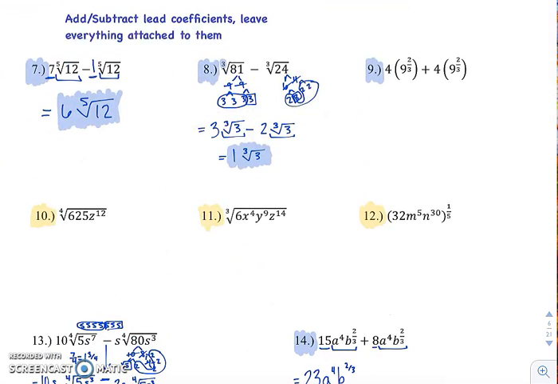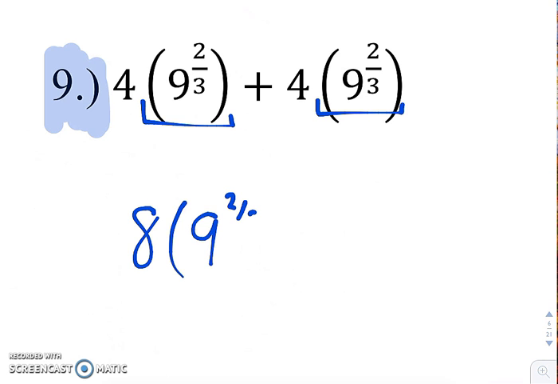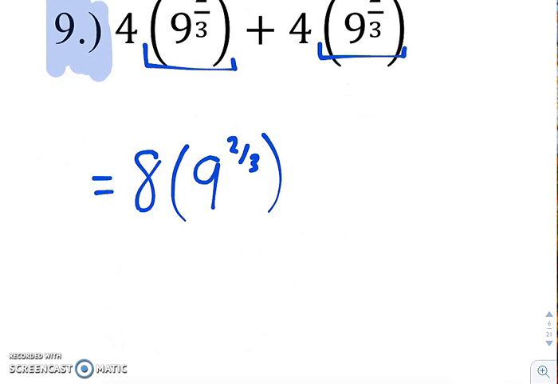So let's look at number 9 yet. Same idea. We can rewrite that 9 to the 2/3 in radical form now, or we can do it at the end. It doesn't matter, but they're actually exactly the same. 4 times 9 to the 2/3, plus another 4 times 9 to the 2/3. But we're paying attention to what is attached to the 4, so we've got 8 of these 9 to the 2/3. And I'm going to rewrite 9 to the 2/3 in radical form.